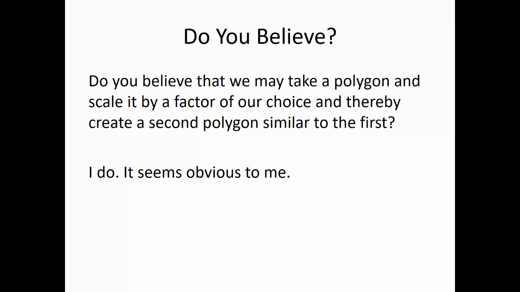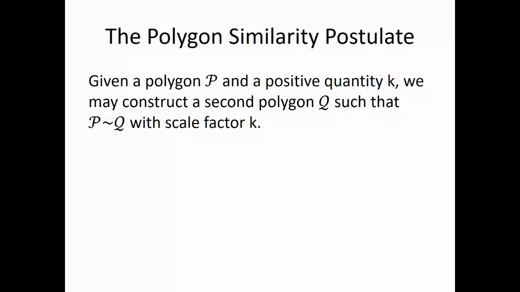Like if you have a triangle, is it possible to create a second similar triangle with a scale factor of 3? That is, does there exist a second triangle whose angle measures are the same as the first, but whose side lengths are 3 times that of the first? And the answer seems to me quite obviously yes. So that then is our postulate. And here's the statement of it.